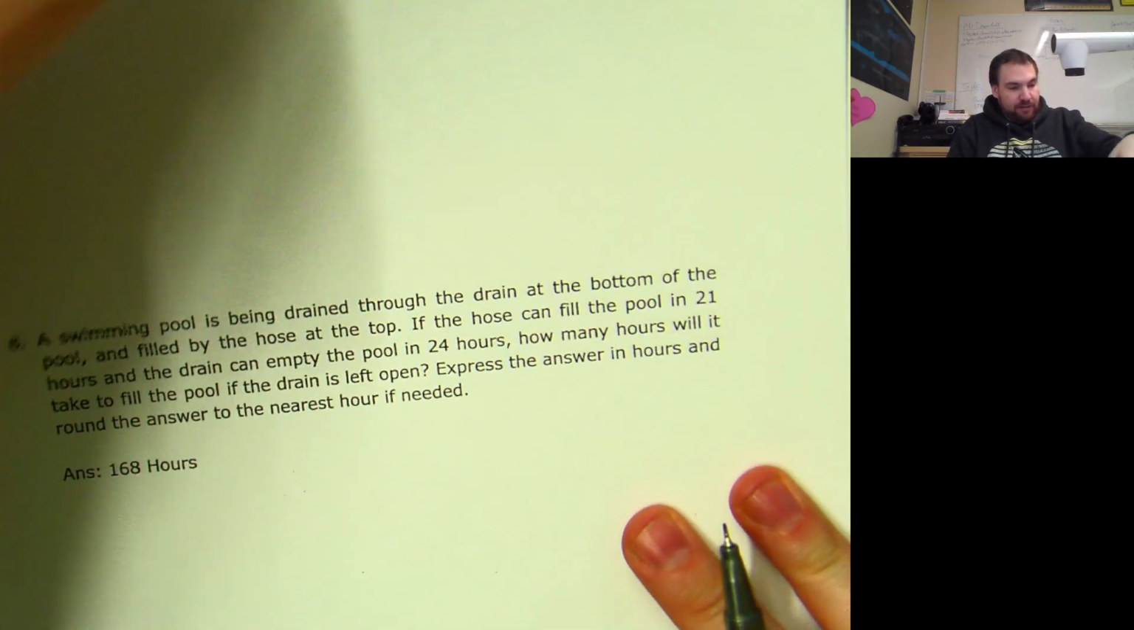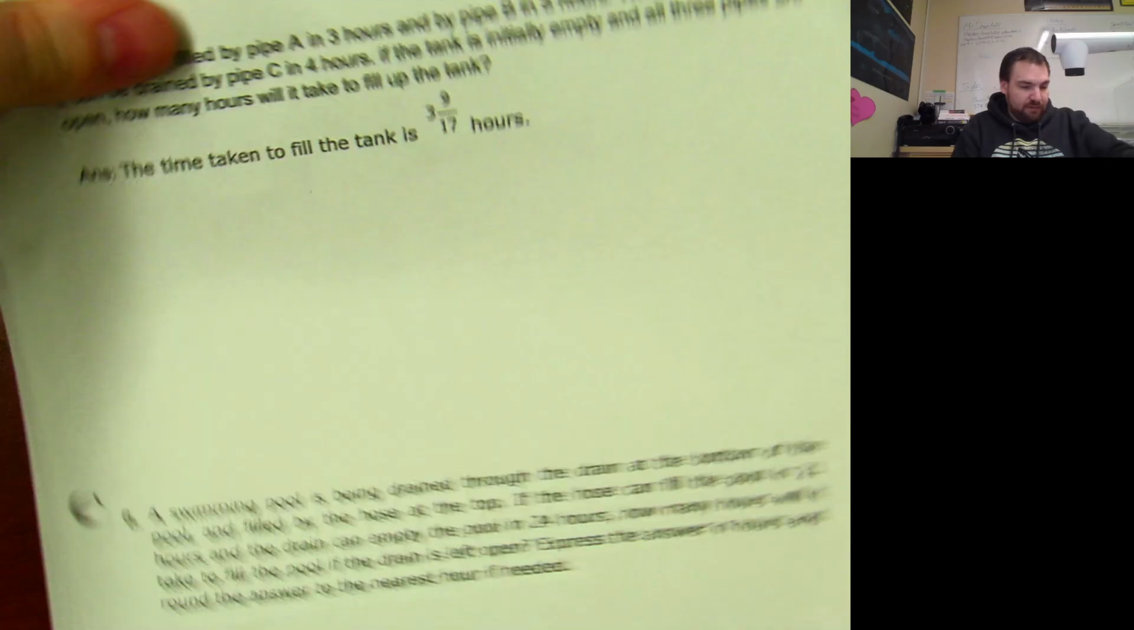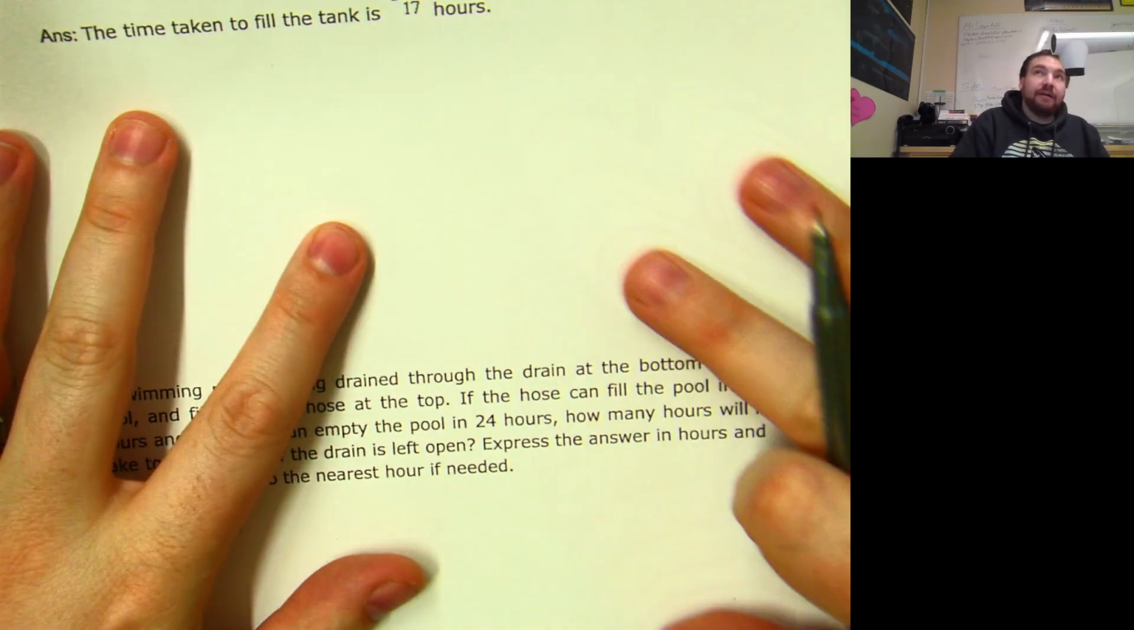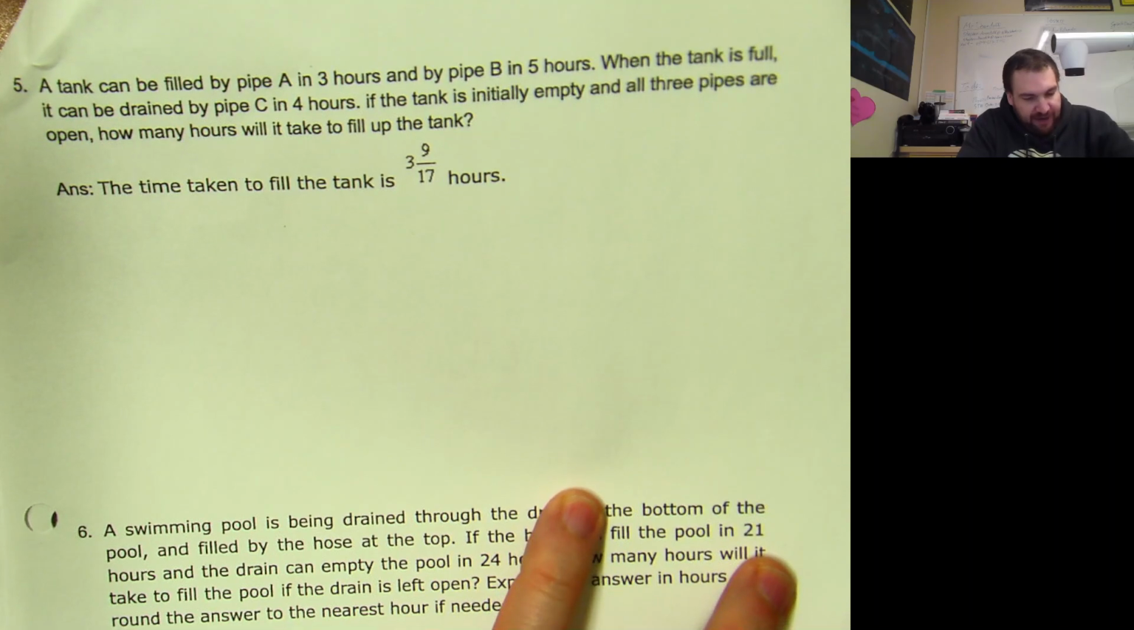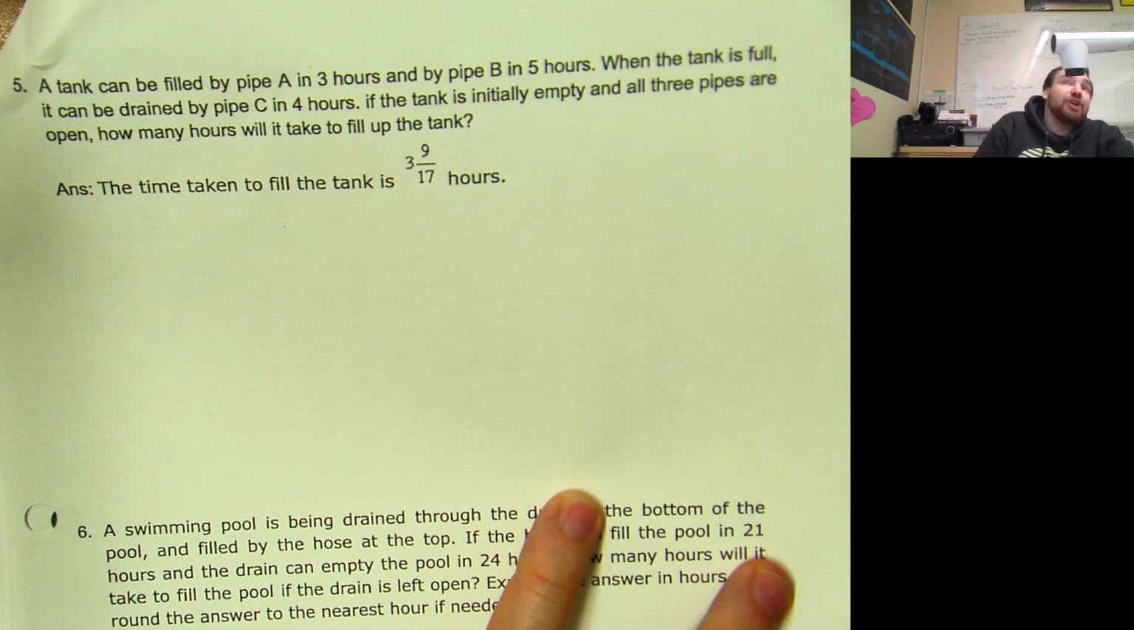Okay, number 5, Rebecca wanted a tank that can be filled by pipe A in 3 hours, B in 5 hours. When the tank is full, it can be drained by pipe C in 4 hours. If the tank is initially empty and all 3 pipes are open, how many hours will it take to fill the tank? So this is exactly like the question I told you I could ask you but then didn't do an example of.